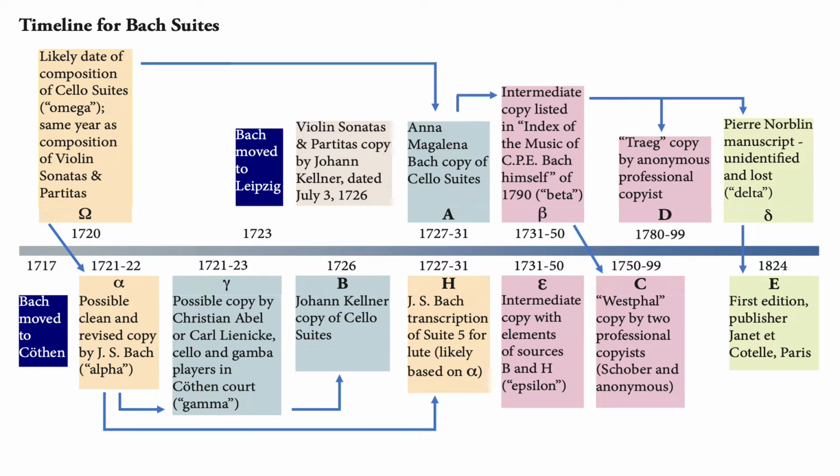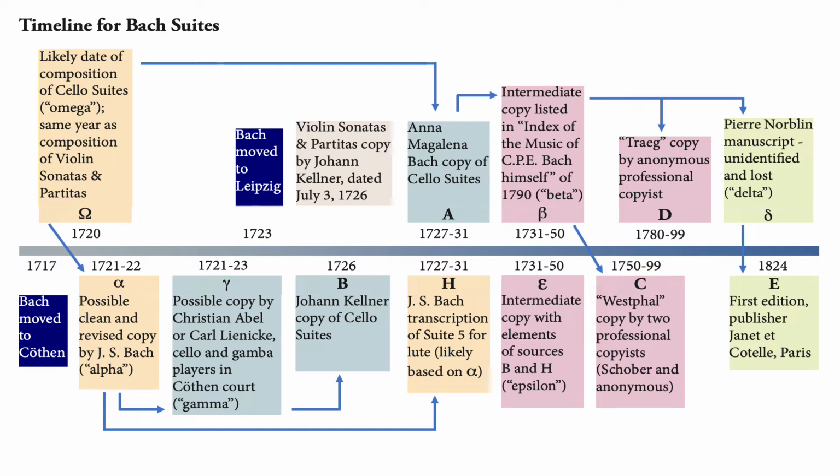Over the next span of years, 1731 to the latter part of the century, we can guess the existence of several intermediate copies. Beta was listed in an index of CPE Bach, and Delta was referred to by the cellist Pierre Norblin, who used the lost and unidentified German manuscript when preparing the first edition, source E, in Paris.